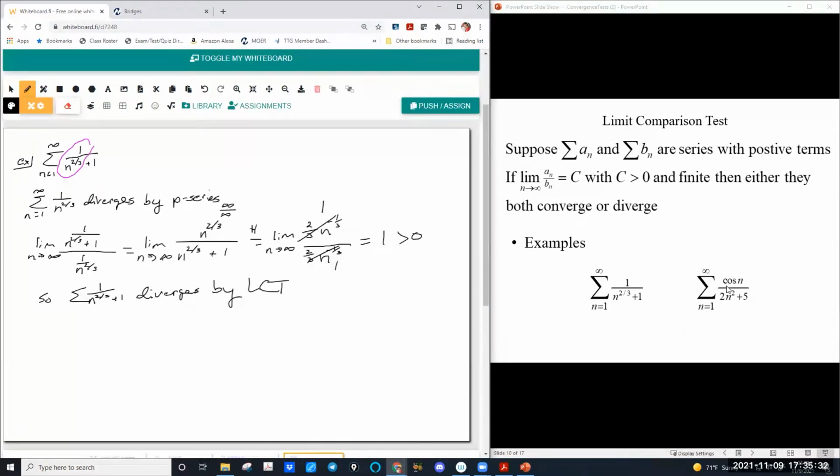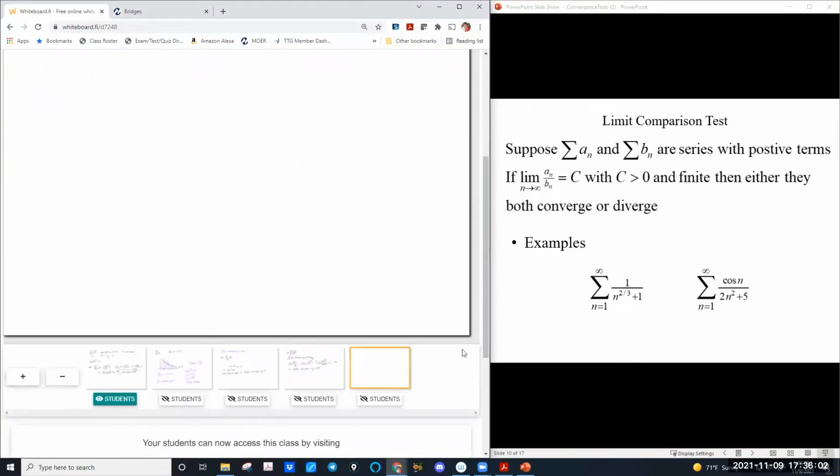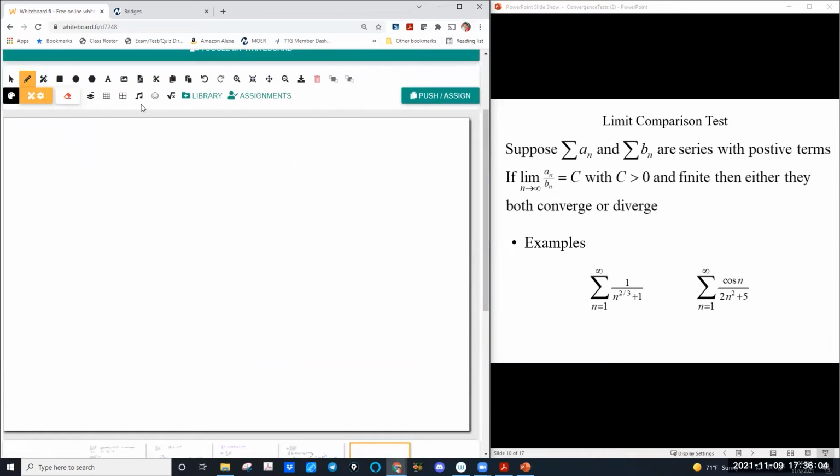Now, here's something interesting about this next series. Cosine, if you start putting in integers, some numbers are going to be positive and some are going to be negative. Notice that the limit comparison test requires the series to have all positive terms. So we can't use the limit comparison test on this one as is. So let's see what we're going to need in order to calculate this one, because we do have a series that has negative terms.